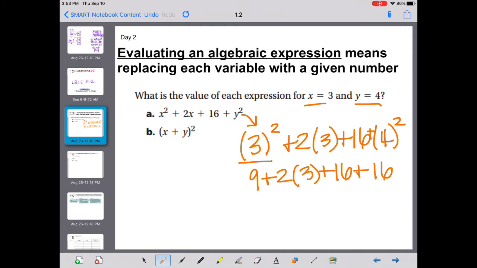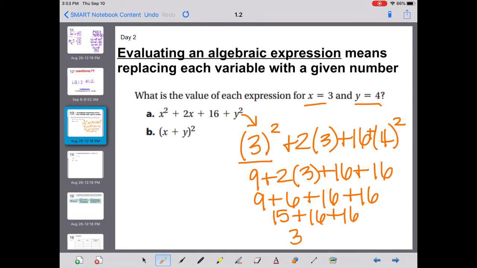Next in my order of operations would be multiplication and division from left to right. So I'm going to change the 2 times 3 to a 6. And now all I have left is adding, so I can add from left to right. 9 plus 6 is 15. 15 plus 16 is 31. And 31 plus 16 is 47.